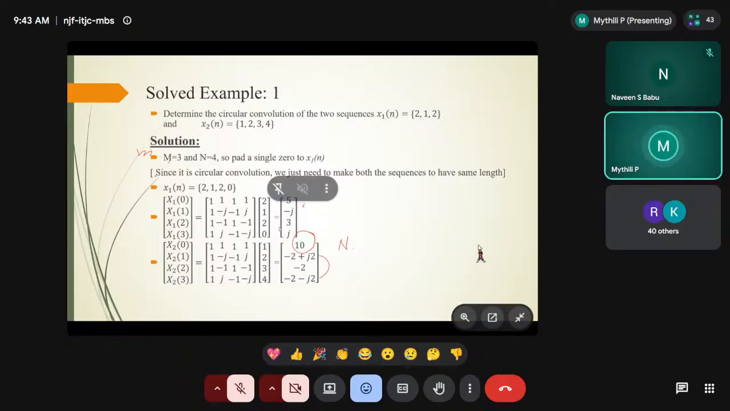So whenever we are doing circular convolution, we need to make the length equal and then just do the convolution. In the case of linear convolution, we will make the length equal to M plus N minus 1 and then do the convolution by multiplying the DFTs.